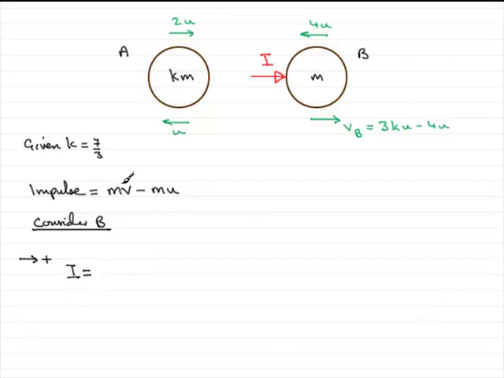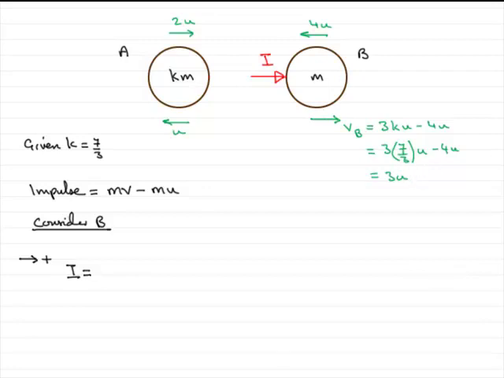And it's going to equal the final momentum, mass times the final velocity. Now the problem is, at the moment I haven't got the final velocity as such. I've got from the previous part that the final velocity was 3ku minus 4u, but we're given that k equals 7/3. So by substituting 7/3 for k, we can work out what the final velocity will be. So it'd be 3 times 7/3 times u minus 4u. Well, these 3's cancel and you've got 7u minus 4u, which is 3u. So we've got B moving to the right with a speed of 3u.